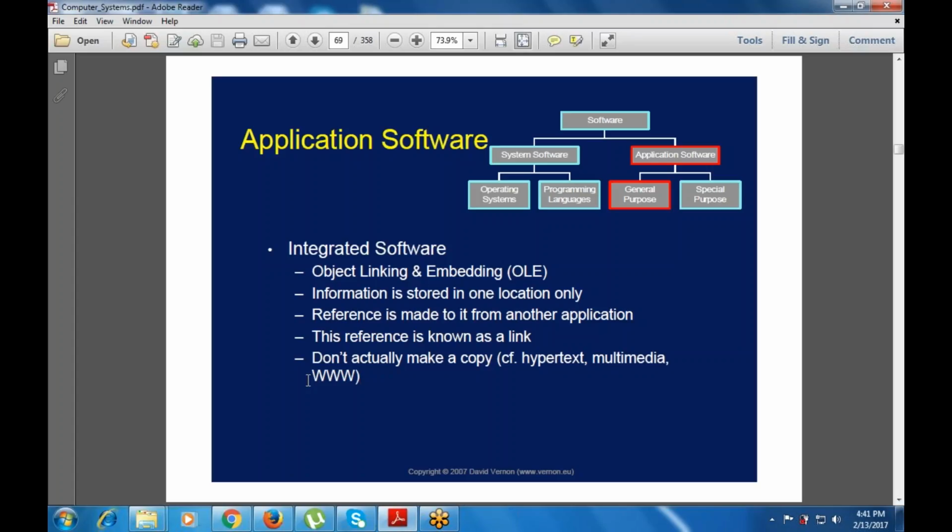Now, can anyone tell me who is the father of WWW? Yeah, the full form is World Wide Web, but who is the father of WWW? Tim Berners-Lee is the father of the WWW. Yes, and the full form is World Wide Web.